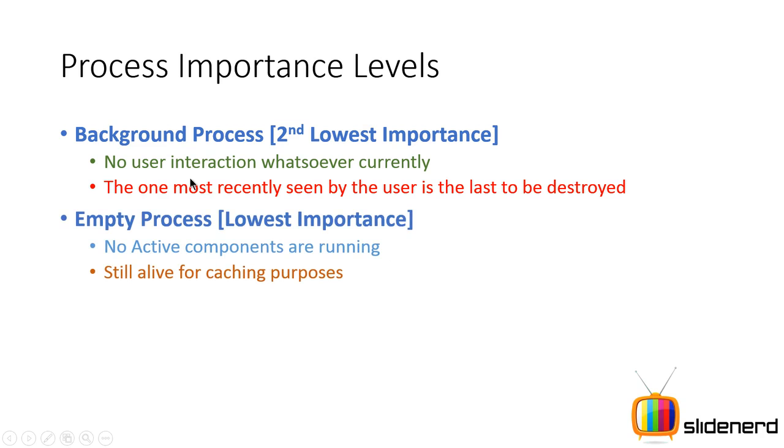And then what you have is the empty process, which means there are no components currently present inside this process. It is merely running for caching something. For example, you start the process, the activity executed, but you still keep the process alive, assuming that the user will come back and start the activity again, so that you avoid creating the entire thing again. That would be the empty process, which has the lowest importance. So when you run out of memory, the empty process is the first one to be terminated. If not that, then the background process will be the next one to be terminated.